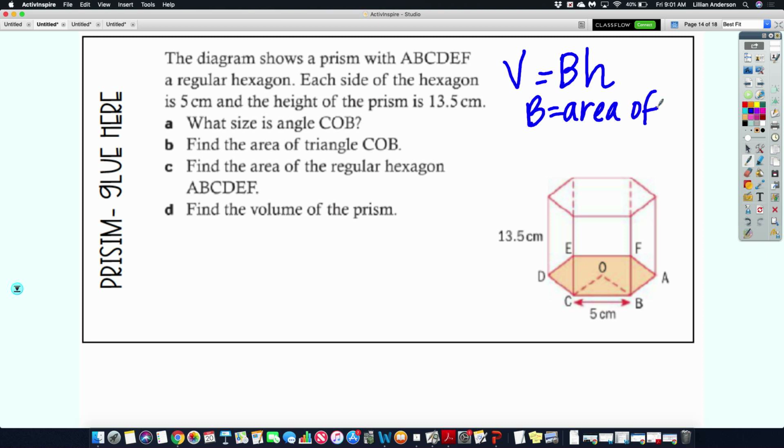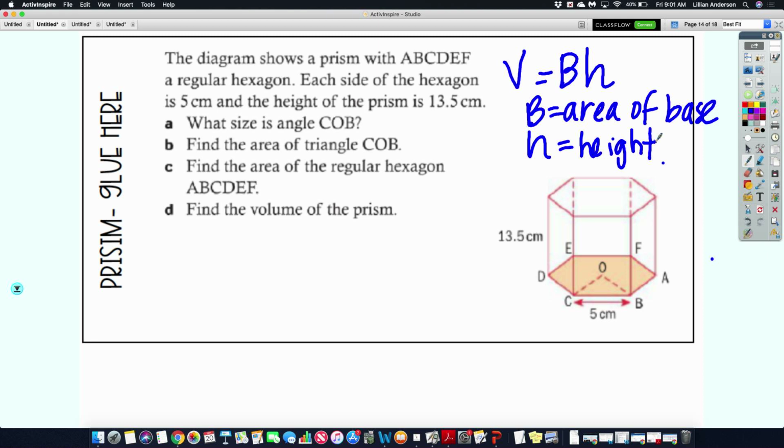So whatever your base is, whether it's a triangle, or in this case, what's the shape? A hexagon. You have to find the area of that, and then, of course, multiply it by the height. What does H stand for? Height. Okay? The area of the base. How do you get the area of the base? Oh, I got you. Yeah, we're going to find the area of the base here.